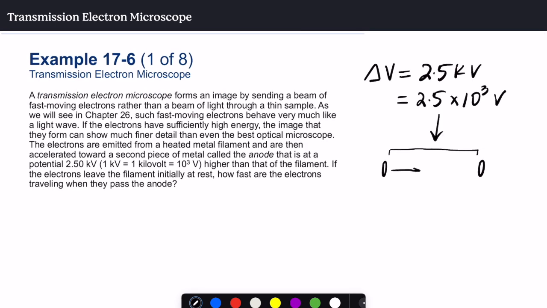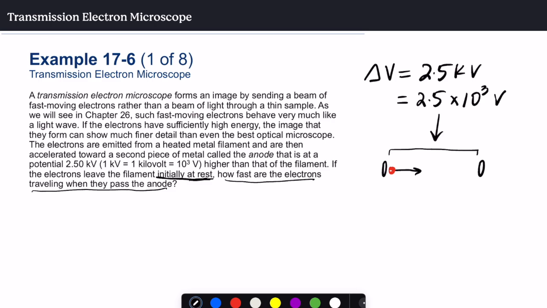And the electrons, let's say, are moving this way. And the question is, how fast are they traveling when they pass, if they're initially at rest? So you're going to see some keywords here, and they're going to bring you back to the first example that we did in this chapter, where we were dealing with energy, and using the concept of work and change in kinetic energy and relating that to the change in potential energy.